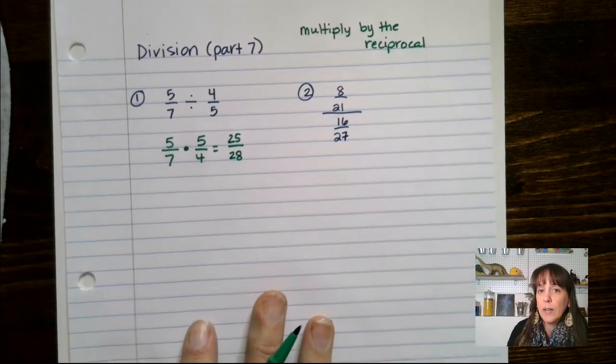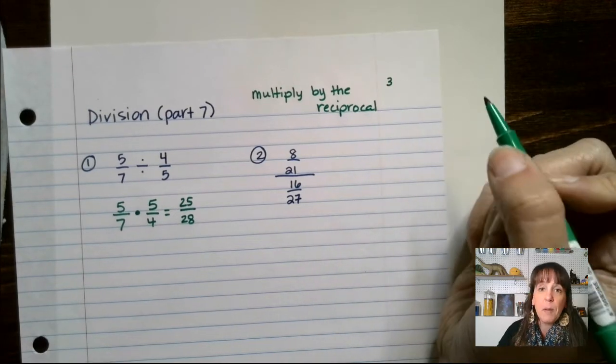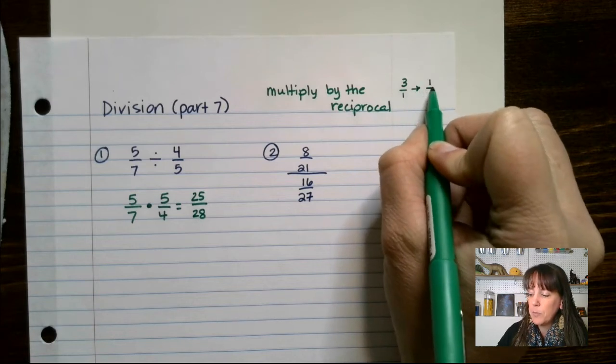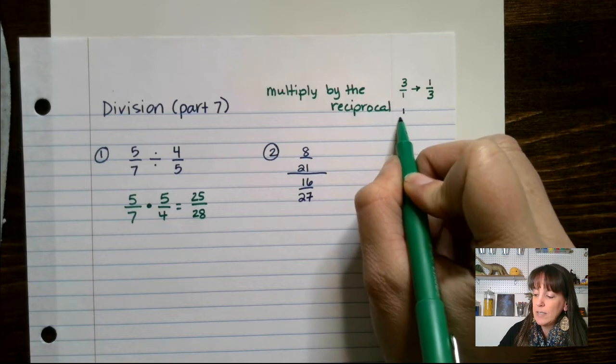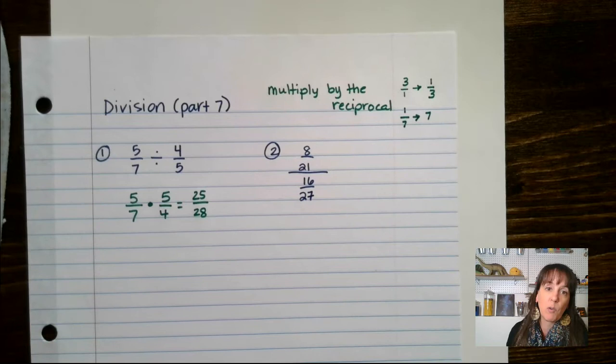Okay, and just a quick note on the reciprocal. Something like the reciprocal of 3. Remember, we can turn anything into a fraction by putting it over 1. So the reciprocal would be 1 over 3. Same if you had like 1/7. Our reciprocal then would be 7. That's it. 7 over 1 if you need to.